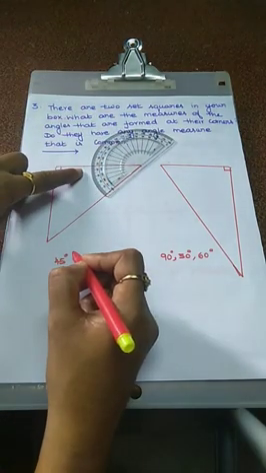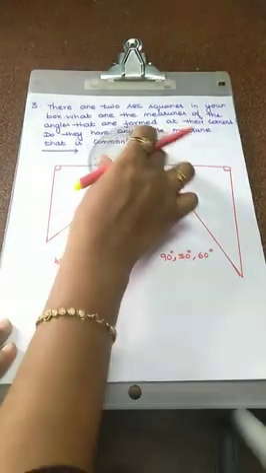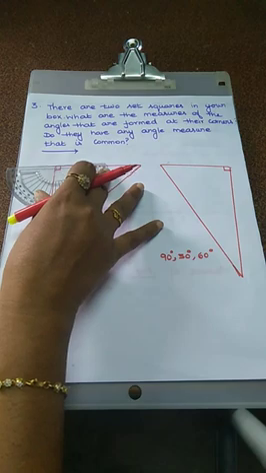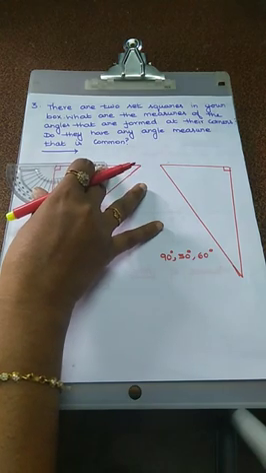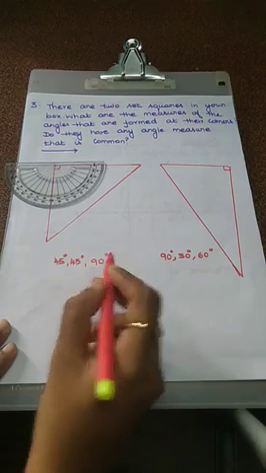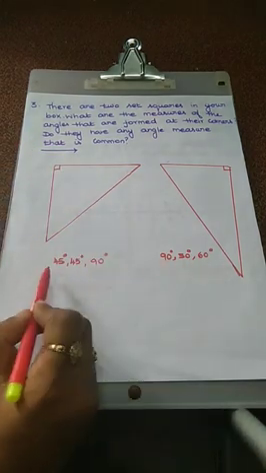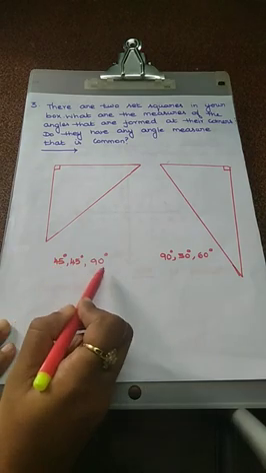This is also exactly 45 degrees. We know the third angle is exactly 90 degrees. You just see the two angles: 90, 30, 60 degrees, then 45, 45, 90 degrees.